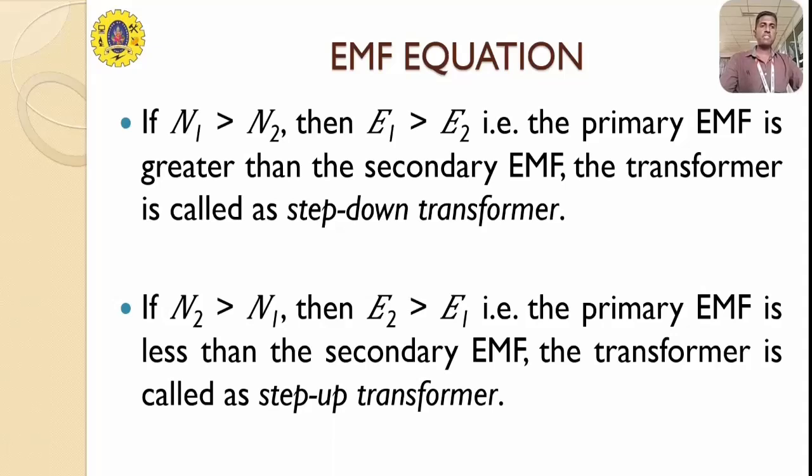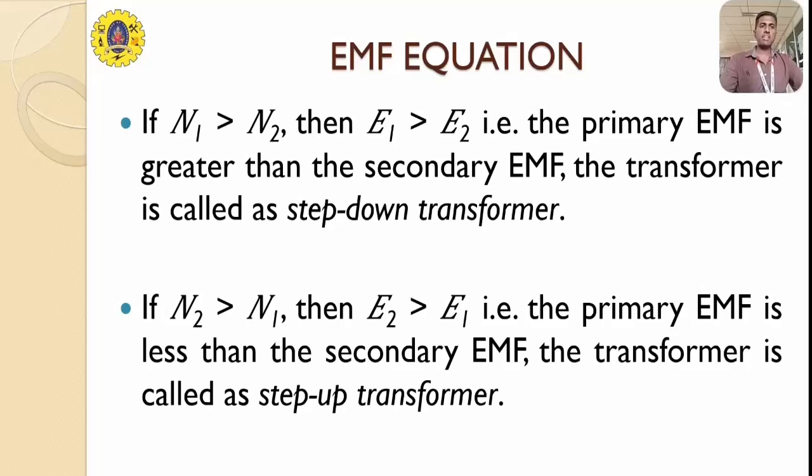Your EMF is directly proportional to the number of turns of a coil, right? So if N1 is greater, then the EMF generated on the primary side will be greater. So primary EMF is greater than secondary EMF. This condition is called a step down transformer. If you provide a high voltage to the primary of the transformer, in the secondary you will get a low voltage. So that is called a step down transformer, right?